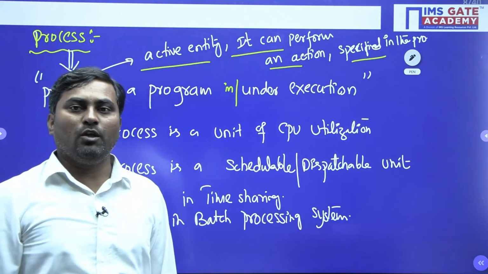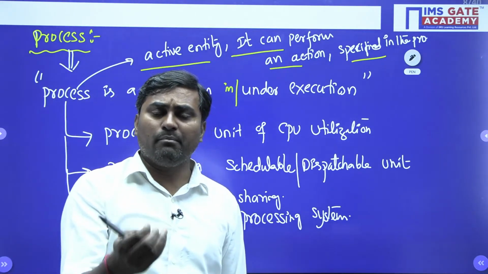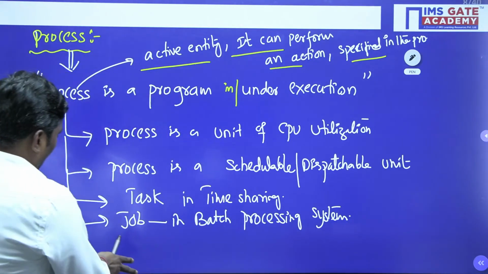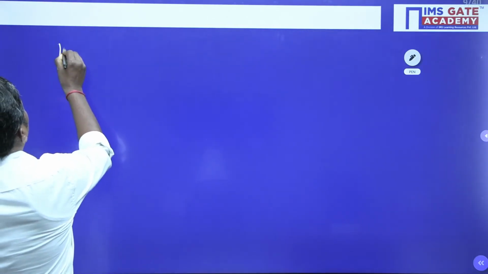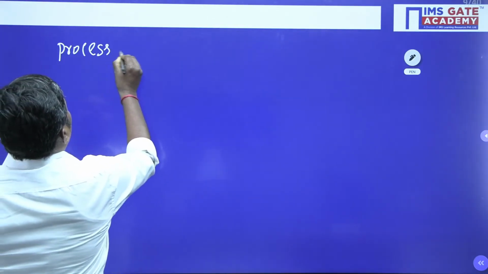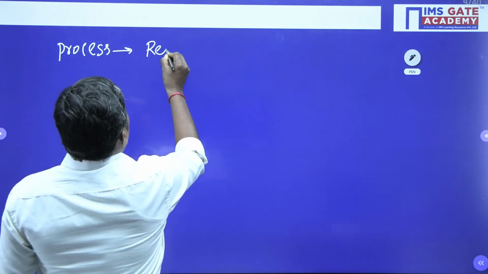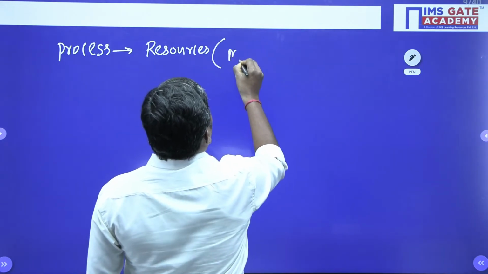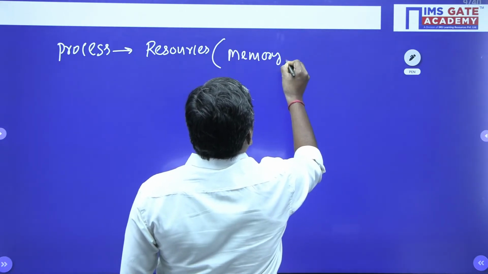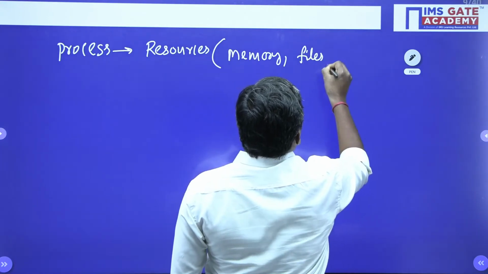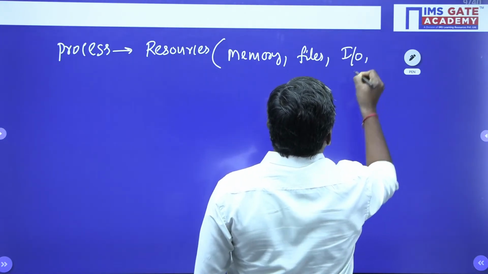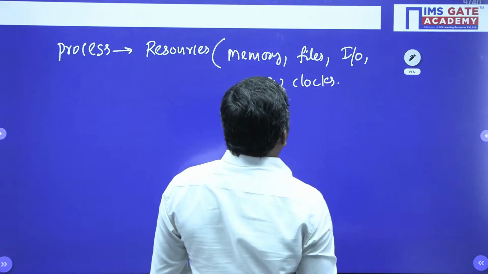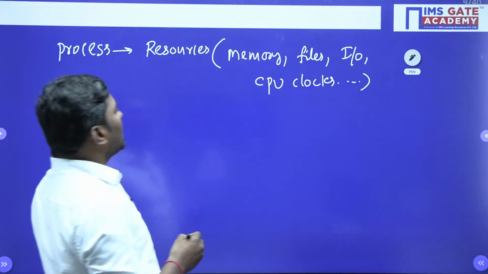Meaning what? Active entity means, again I am telling you, a process consumes resources. What are the resources, sir? Like we are storing in main memory, right? So memory is occupied. Files might be used during execution, some IO devices may be used during execution. CPU clocks are used. Like this, it is using resources.